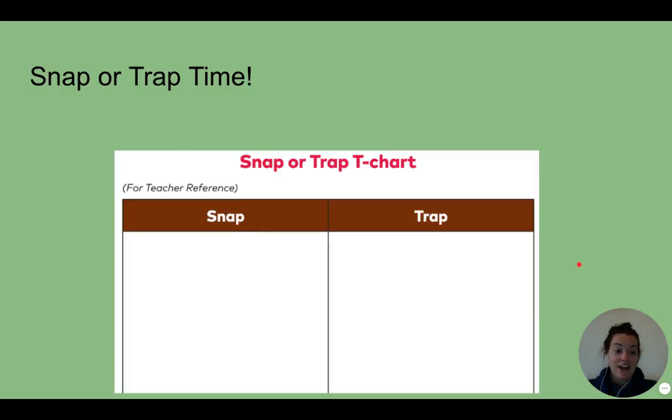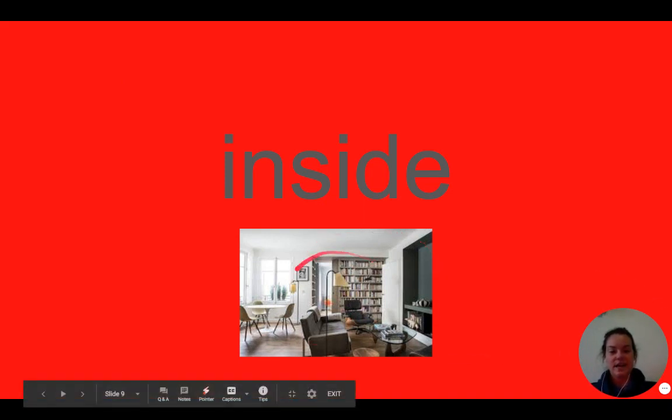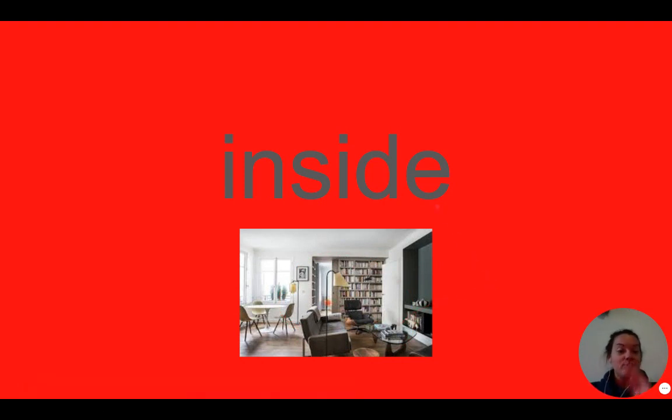Good. All right. Now we're going to transition into snap or trap time. So this week we're not going to spell every word out, but we are going to do a little bit of practicing whether it's a snap or trap word, or we're going to see sentences you can make with these words. All right. So repeat after me. Say inside. So this is a picture of inside here. I hope I can't give that away. I want you to turn and talk to a partner. Give me a sentence using the word inside.